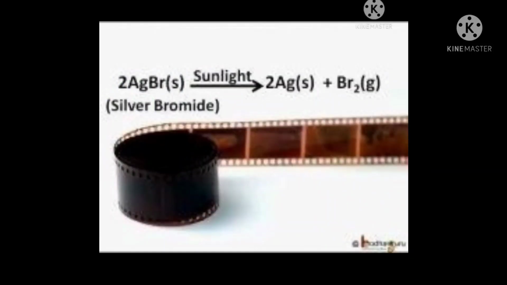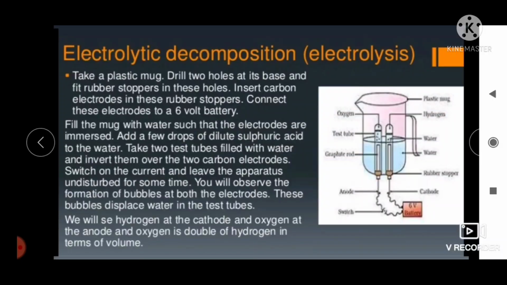Do you know which chemical is used for black and white photography? That is silver halides. Silver halides are sensitive to sunlight and are decomposed by it. This forms the basis of black and white photography. Silver halides are generally kept in colored bottles. Decomposition reactions can also be carried out by passing electric current.